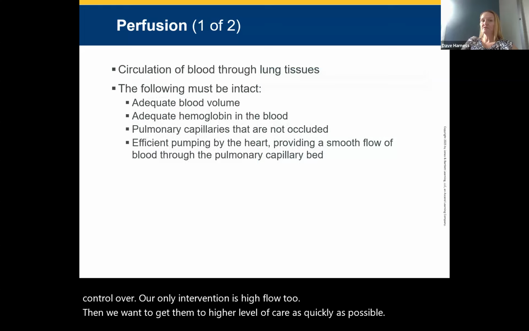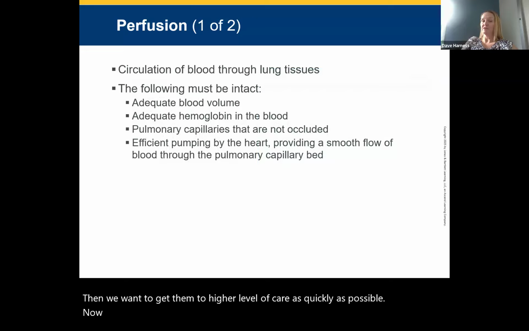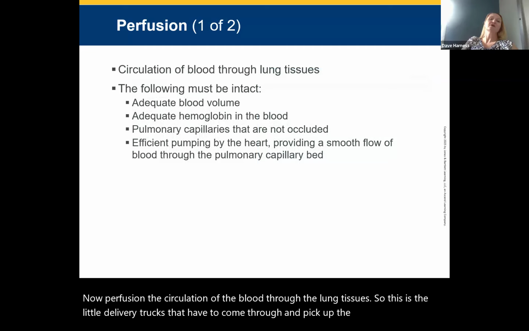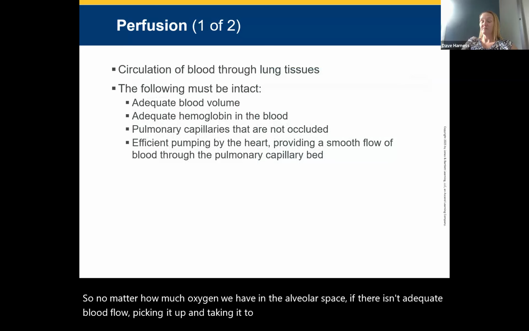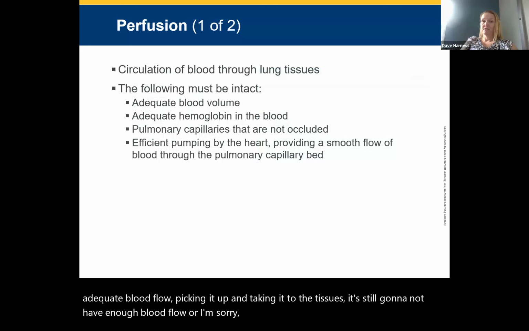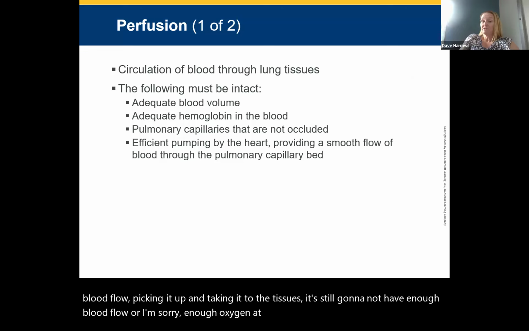Now, perfusion, the circulation of the blood through the lung tissues. So these are the little delivery trucks that have to come through and pick up the oxygen and take it. No matter how much oxygen we have in the alveolar space, if there isn't adequate blood flow picking it up and taking it to the tissues, there still won't be enough oxygen at the tissues. So you need enough blood to circulate.